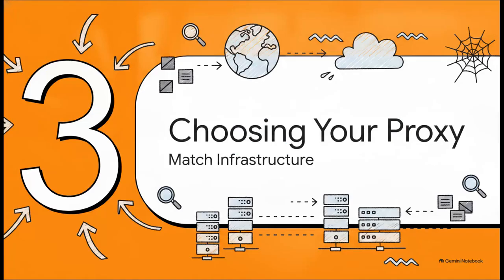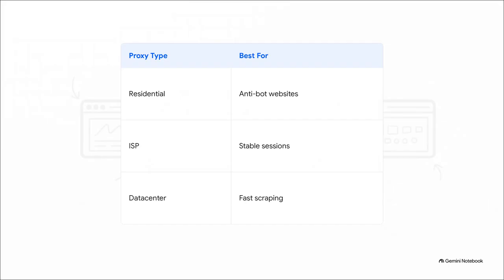Moving right along to Section 3, choosing your proxy type, matching infrastructure to your target. You've basically got three main flavors to choose from here. First up, residential proxies. Because these requests come from real residential IP addresses, like the Wi-Fi at your house, they are incredibly difficult for websites to detect. They're your best bet for large-scale scraping against heavy anti-bot websites. Then you have ISP proxies, which are fantastic if you need super stable, long sessions, but still need a high level of trust.